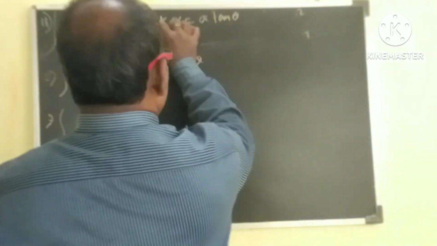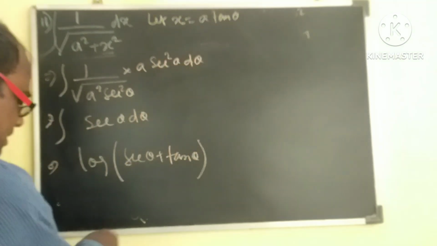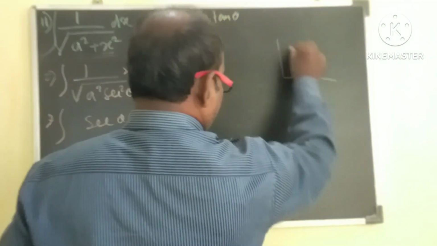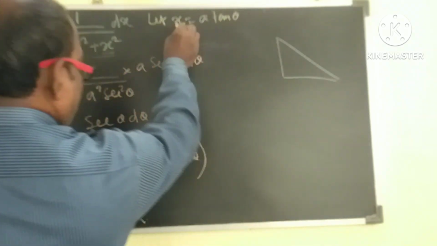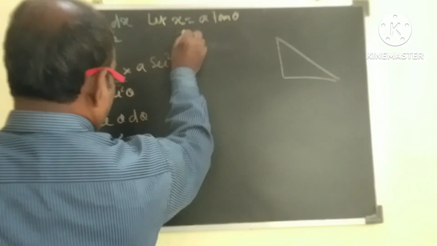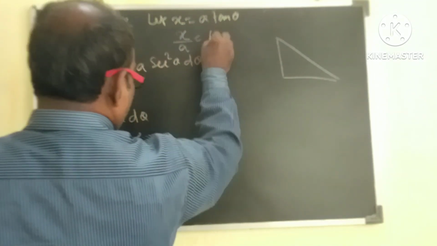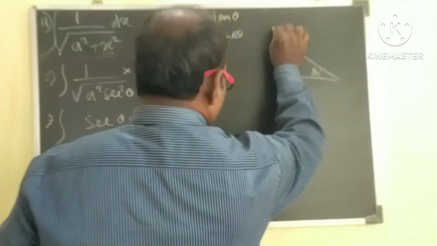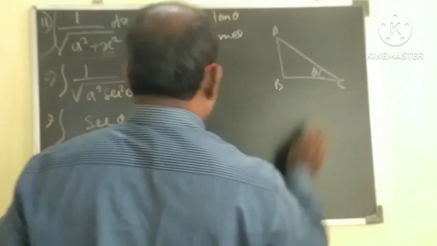Let us first recall that we have taken x equals a tan theta. Let us make a right angle triangle in this way. Here x equals a tan theta, that means x by a equals tan theta. Let us mark the angle theta here.